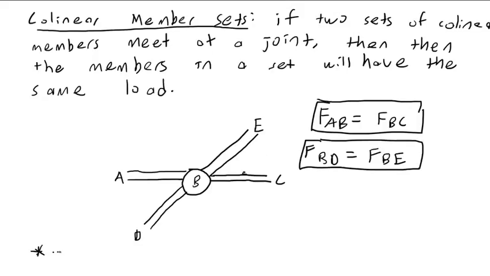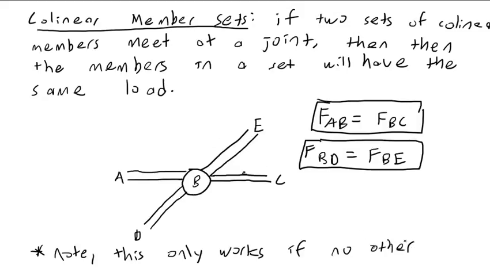Note, this only works if no other forces or members are present. So if you add another force or another member, this isn't going to work. This is a special condition of four members coming into a joint. If there's a third set of collinear members, this will not work.